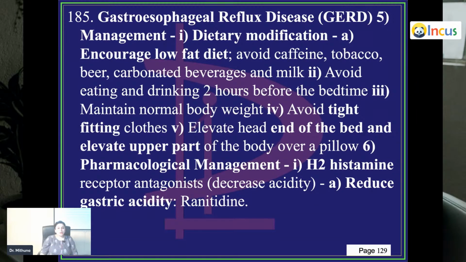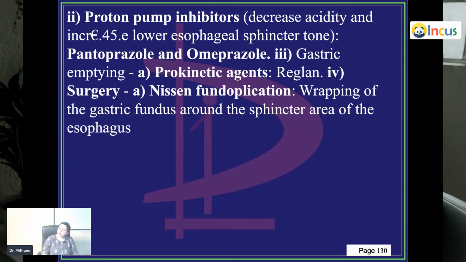Pharmacological management, as I've already told you, is H2 histamine receptor antagonists. I think I told you H1, so it's H2, sorry. H2 histamine receptor antagonists reduce acid production. Examples are cimetidine and ranitidine. These reduce gastric acidity. And then you have proton pump inhibitors. These also reduce acidity, and they also increase the lower esophageal sphincter tone. They'll tighten the lower esophageal sphincter, which has become lax. For that, you need pantoprazole. Everybody knows this, Pan. Everybody uses it.